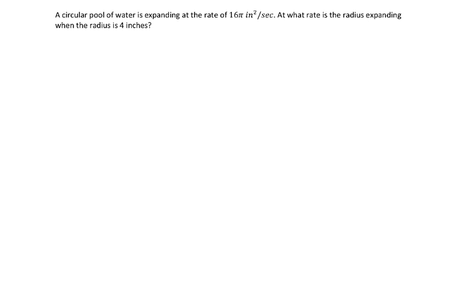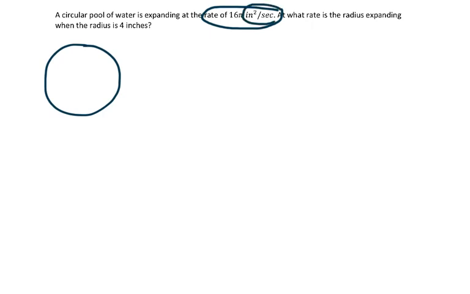We know that it's a circular pool. Alright, so I'm going to draw myself a picture here. And we know that it's expanding at a rate of 16 pi inches squared per second. So this is a rate. It's a rate of area, because if you look at the units that are being used, inches squared per second, I know that is my rate in area. And then it's saying at what rate is the radius expanding when the radius is 4 inches.